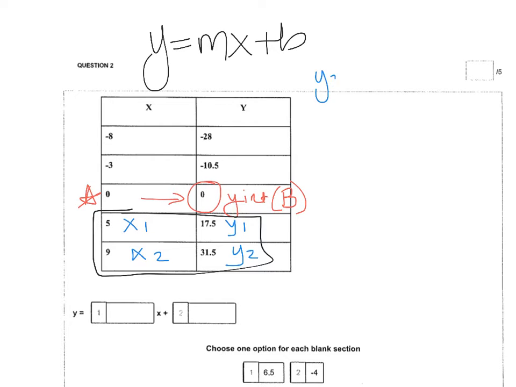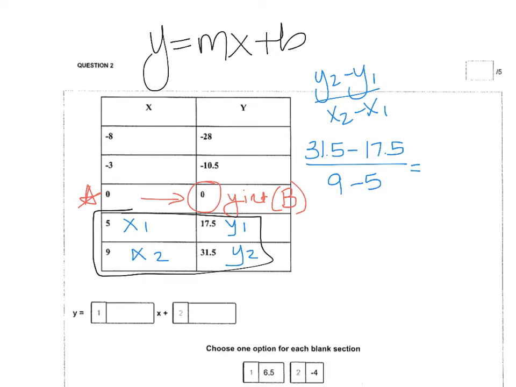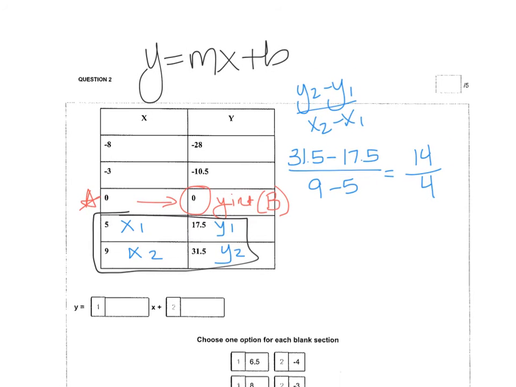Then I'm going to use the slope formula, y2 minus y1 over x2 minus x1. So y2 was 31.5 minus y1 and x2 minus x1. So 31.5 minus 17.5 is 14. And then 9 minus 5 is 4. When I divide those two, I get 3.5. Okay, so this is your m, or your slope, and your y-intercept, or b, is right there.